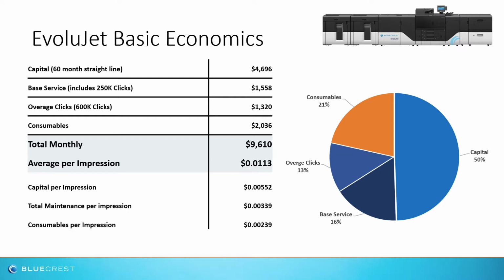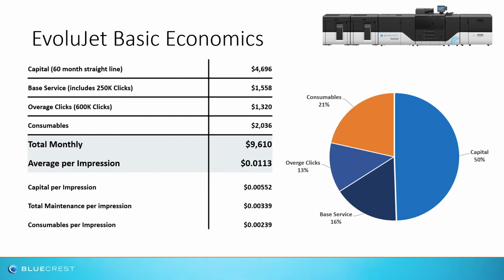If you do a lease rate, it's going to be a little higher on a monthly basis. But we're really just talking generalizations here. We want you to familiarize yourself with the cost elements of the system. So that comes out to about $4,700 a month on a straight line. We've got the base service charge, which includes 250,000 clicks. We have the overage click for the extra 600,000, because remember in our previous exercise we said we're going to do 850,000. So 250 plus 600 is 850.